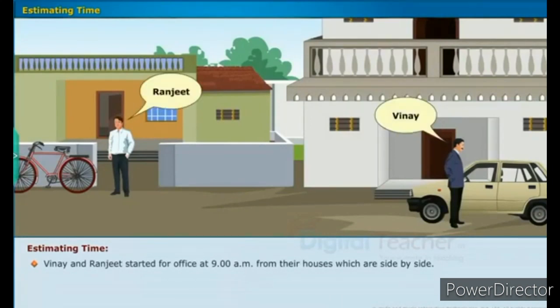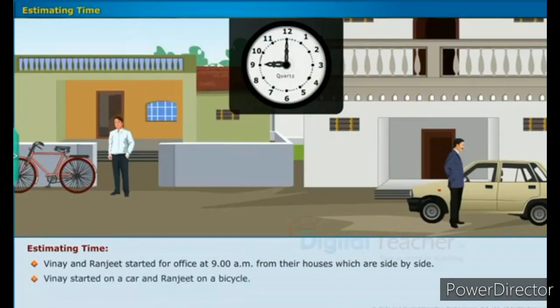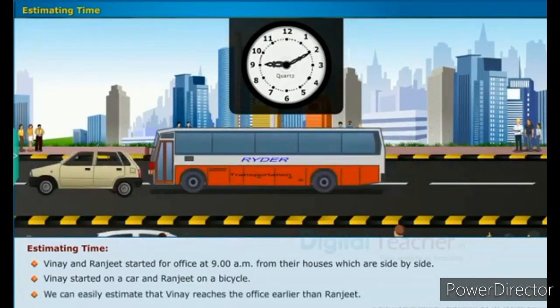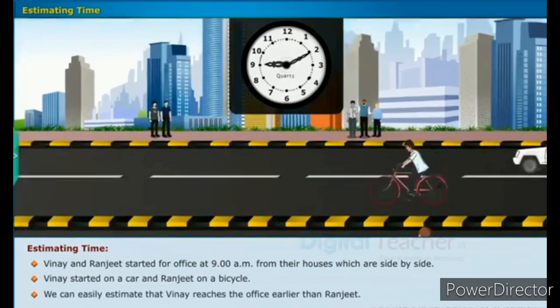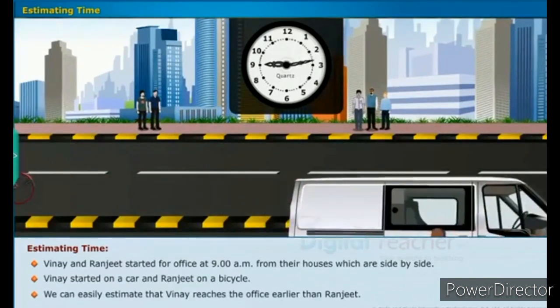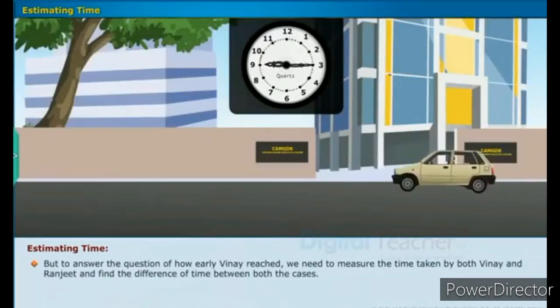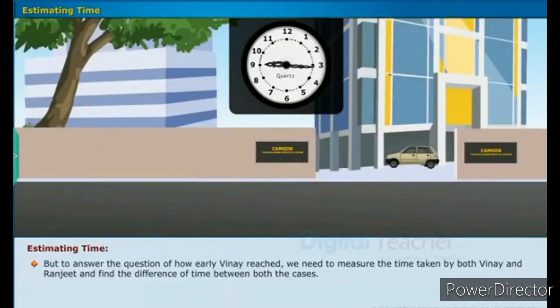Vinay and Ranjit started for office at 9 a.m. from their houses, which are side by side. Vinay started on a car and Ranjit on a bicycle. We can easily estimate that Vinay reaches the office earlier than Ranjit. But to answer the question of how early Vinay reached, we need to measure the time taken by both Vinay and Ranjit and find the difference of time between both the cases.